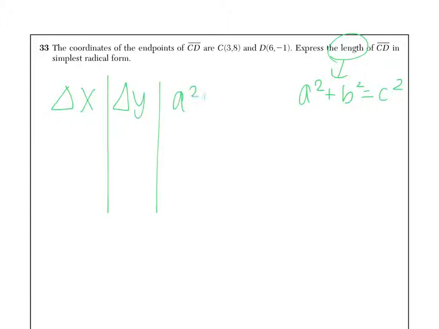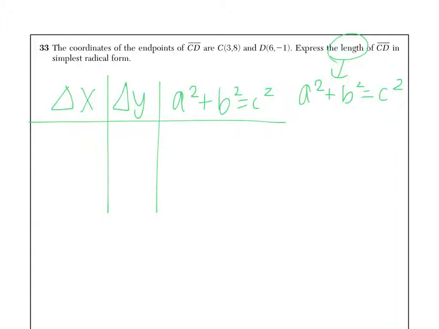33 says the coordinates of the endpoints of CD are C and D with coordinates. Express the length of CD in simplest radical form. Now, length is related to a formula called the Pythagorean Theorem. And so what we can do is set up a table. Change X, change Y, Pythagorean Theorem.